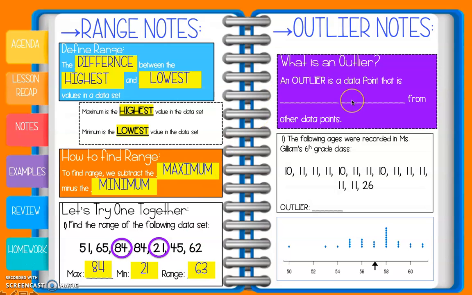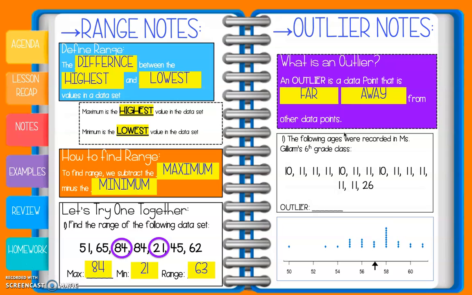All right, so let's do a refresher on what an outlier is. An outlier is a data point that is far away from all the other data points. So it's either way, way bigger than all of the data points, or it's way, way smaller. It's far away; it lies outside the data set.